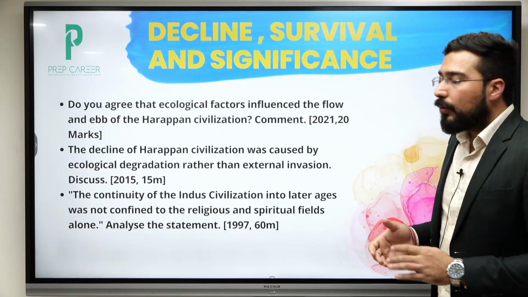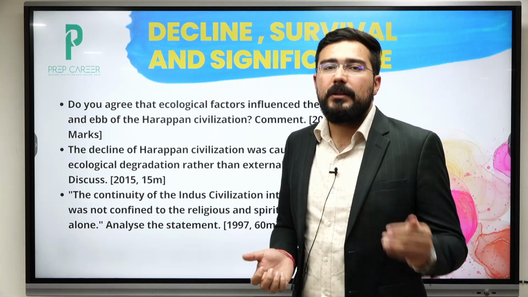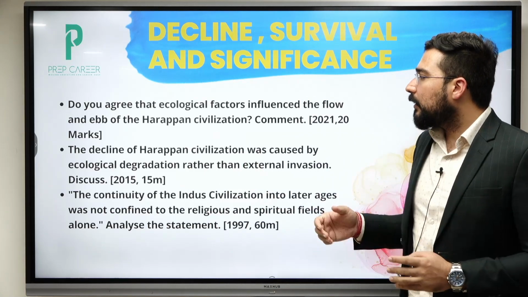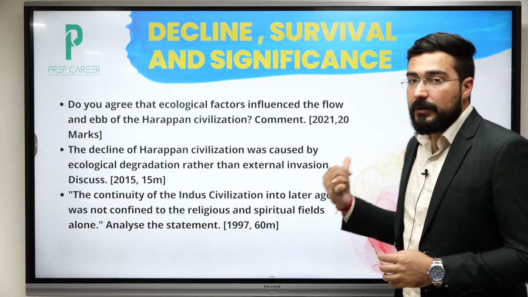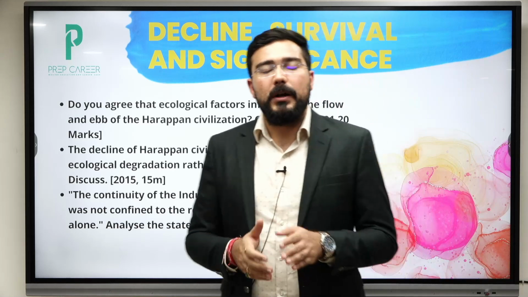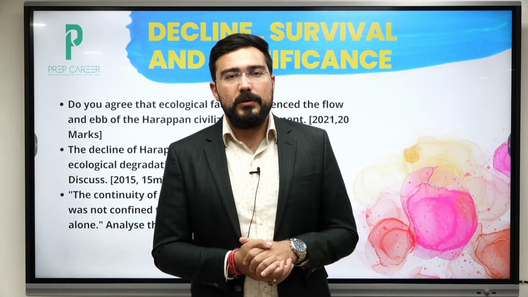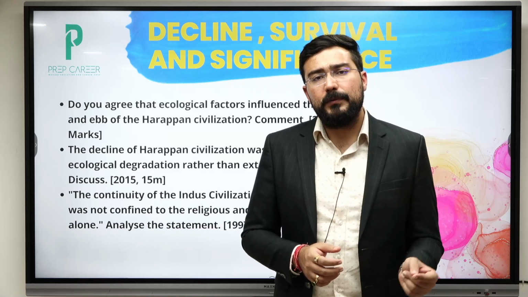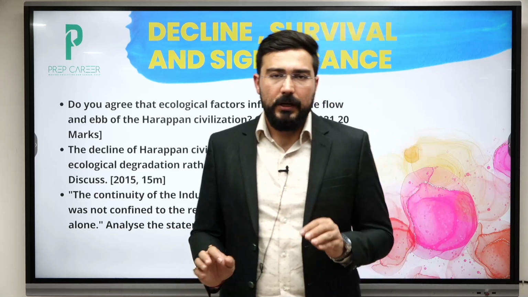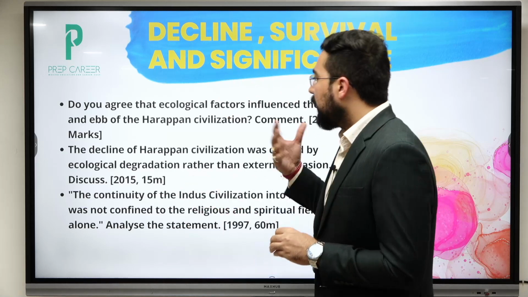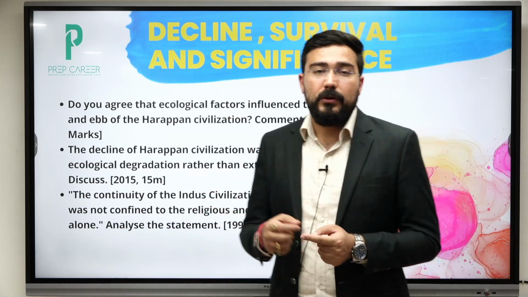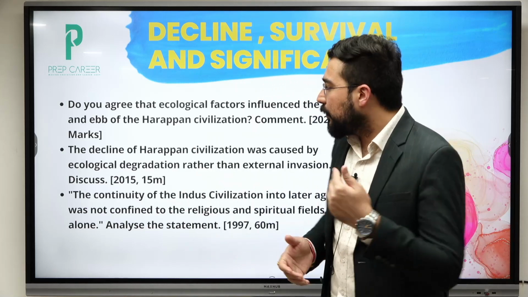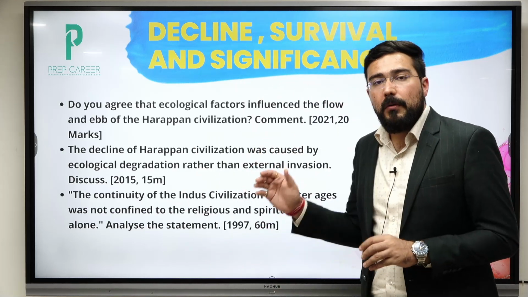They asked the role of ecological factors in rise and downfall of Harappan civilization. Similarly, decline of Harappan civilization was caused by ecological degradation rather than external invasion. So with respect to decline, also there are a multitude of theories. One of the most prominent would be the Aryan invasion. But this theory has been refuted by the majority of scholars. The most accepted one is ecological imbalance. We have theory of climate change, we have theory of flooding, we have various other theories.